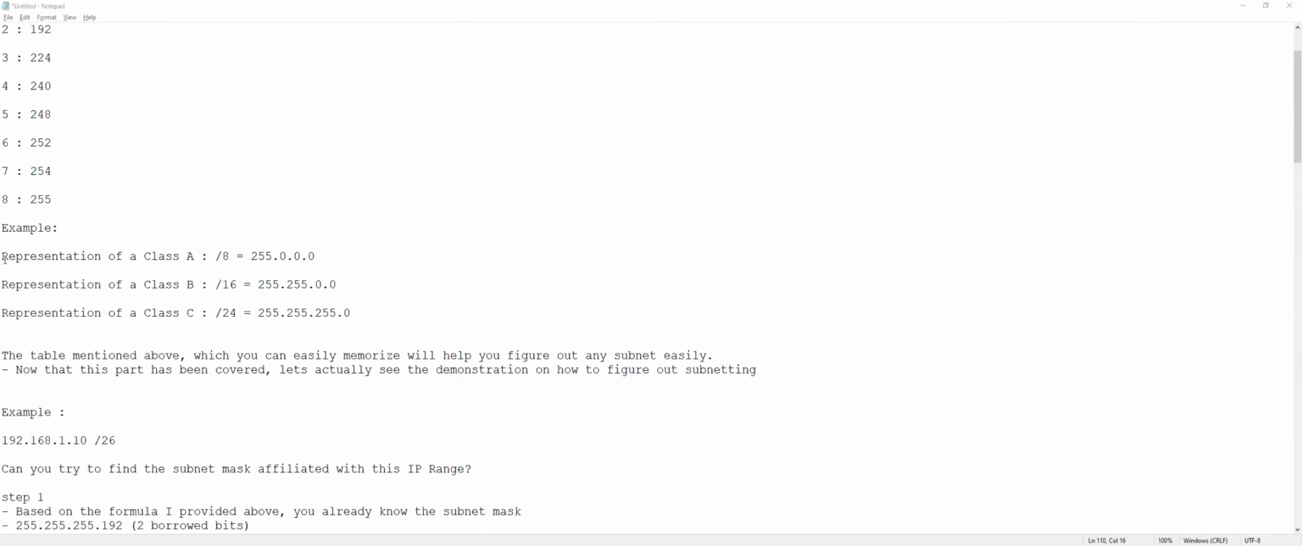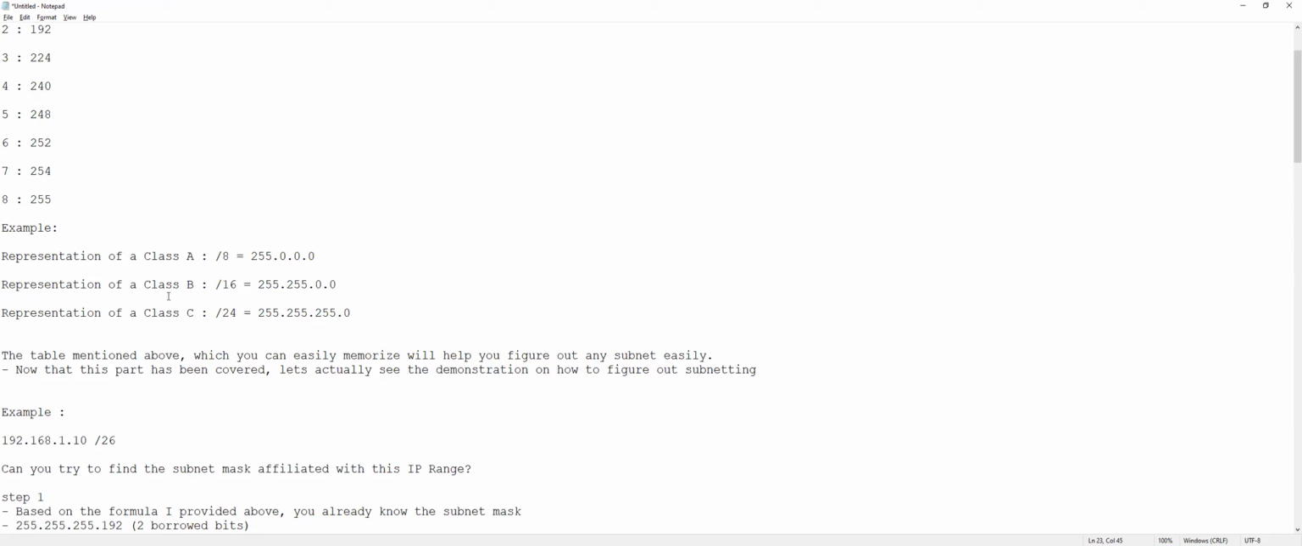Right here. This is the representation of class A, B, and C. So whatever subnet that starts from, let's say, a /8 through 15 will be a class A representation. And a representation of a class B will start from /16 to 23. And the representation of class C, which is the most popular subnetting class, I would argue, in the world, is /24, which is what everybody's familiar with, okay?